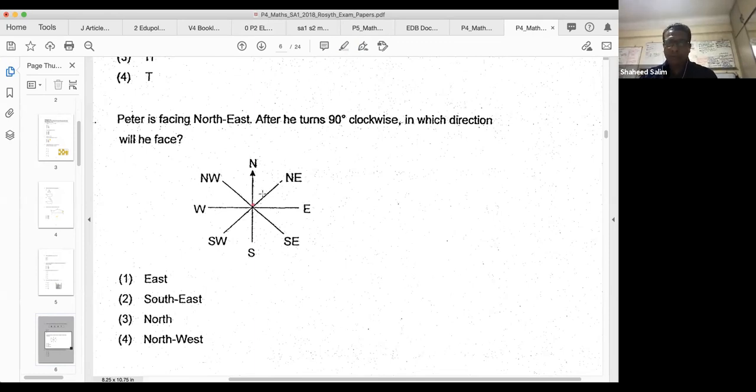Northeast. Peter is facing here. So now he's going to turn 90 degrees clockwise. What is 90 degrees clockwise?